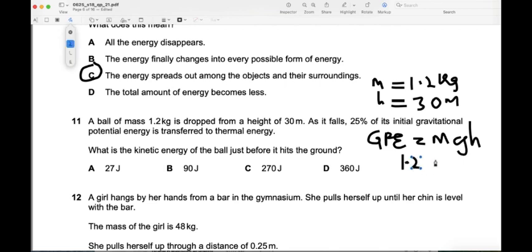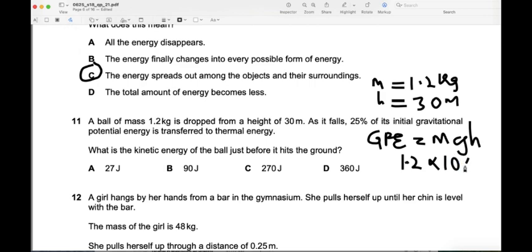1.2 times gravity. They will not give you gravity, it is a constant value, so you are expected to know it. It may be at the beginning of the paper, on the front page. They might put the value of gravity there. Times 10. Gravity is 10 for IGCSE, you just use 10 for convenience.